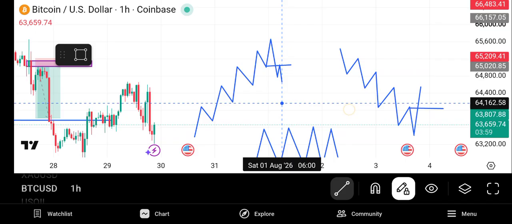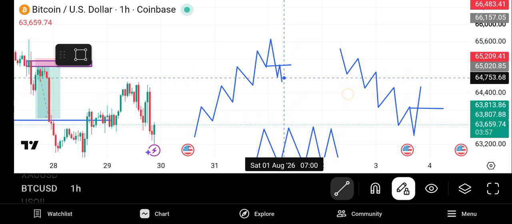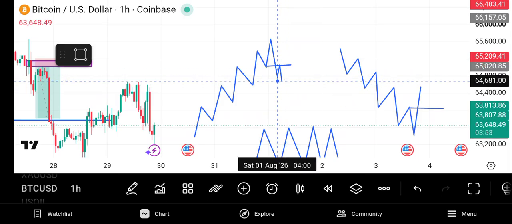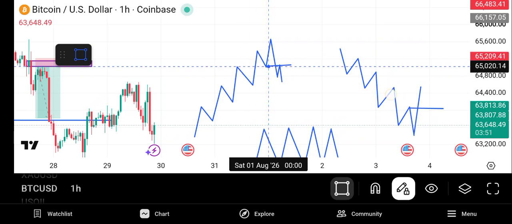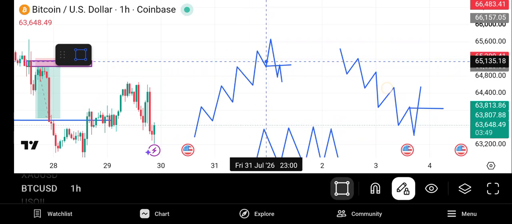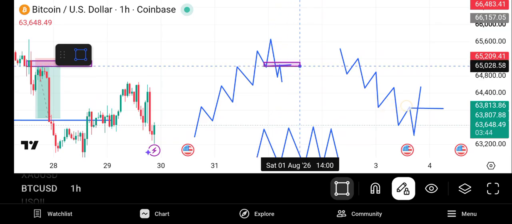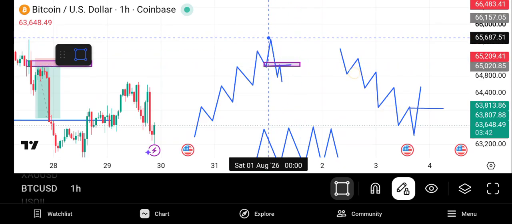Alright, so after the inducement we now mark our point of interest part of the strategy. So the point of interest that we have is this breaker block here, and then this other block here.